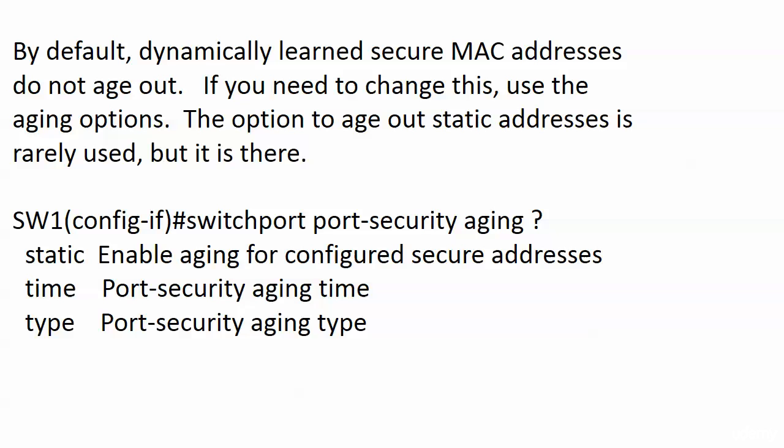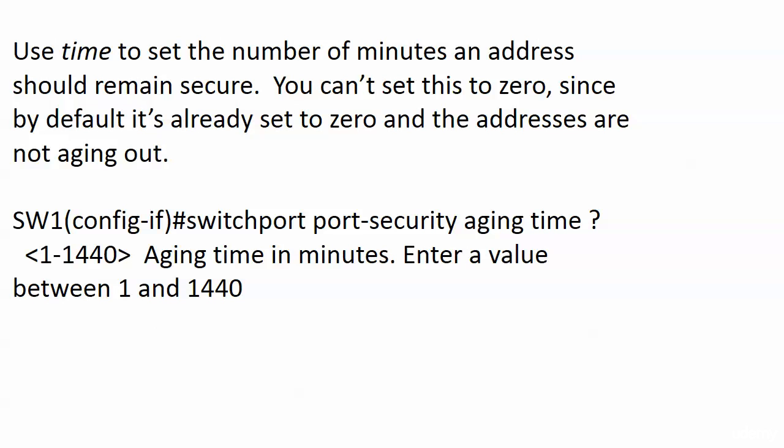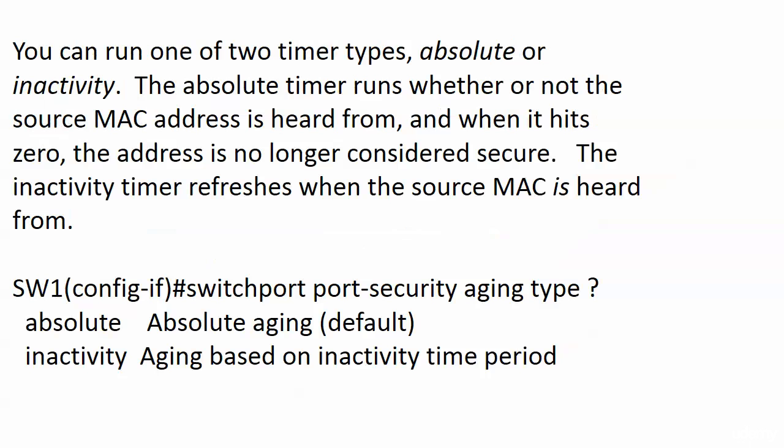But if you want to change the time and type that we're working with as far as port security age outs, you can use time to set the number of minutes an address should remain secure. Now, note the range here is 1 through 1,440. You can't set this to 0 because by default it's already set to 0 and the addresses are not going to age out. So you could change it there. It is the aging time in minutes.